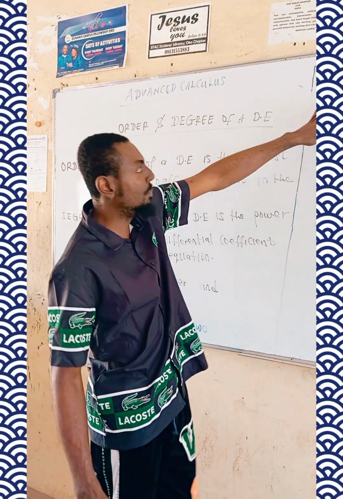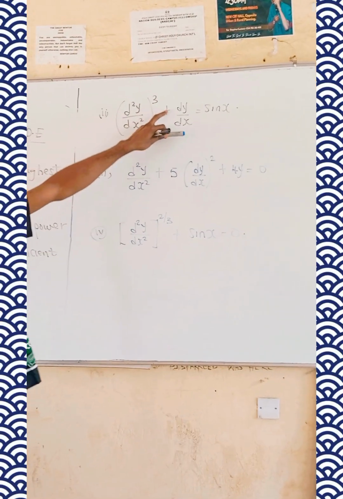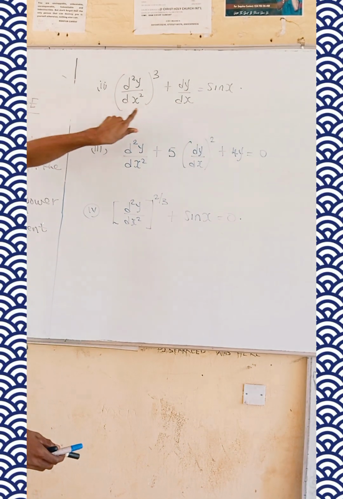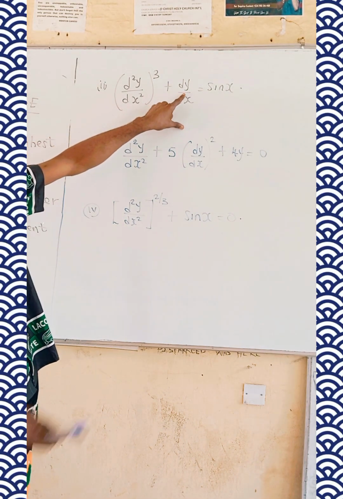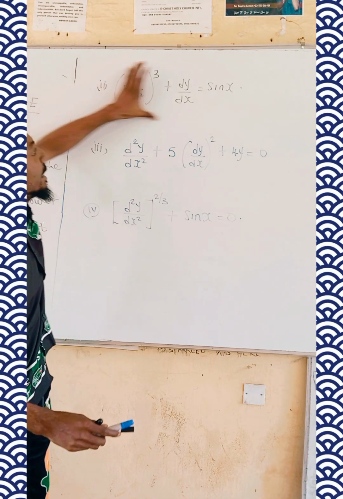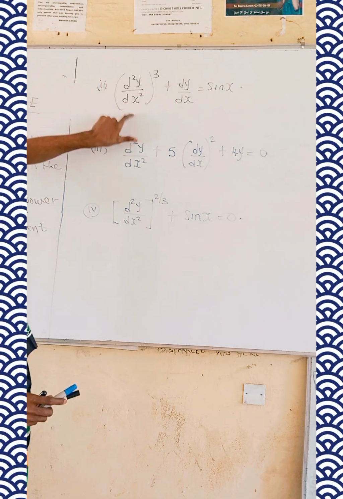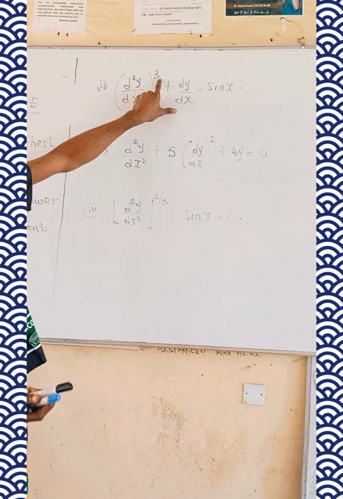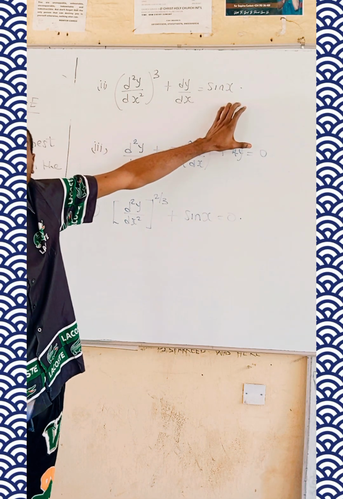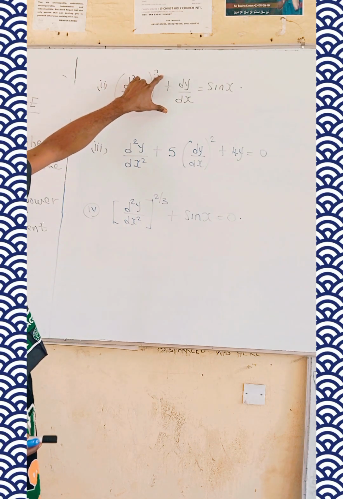Then the one we have here: (d squared y over dx squared) all cubed plus dy over dx is equal to sine x. Then if you watch, you find out that we have two differential coefficients in this equation. dy over dx is the first derivative, d squared y over dx squared is the second derivative. Therefore, the highest derivative here is the second, so it is order 2. The power of that highest differential coefficient tells us the degree. So this equation is of order 2 because the highest differential coefficient present is second. Then the power of that highest differential coefficient is 3. Therefore, it is degree 3.